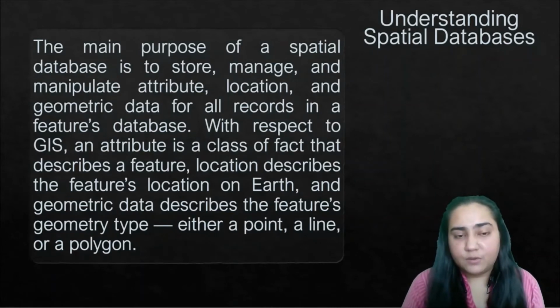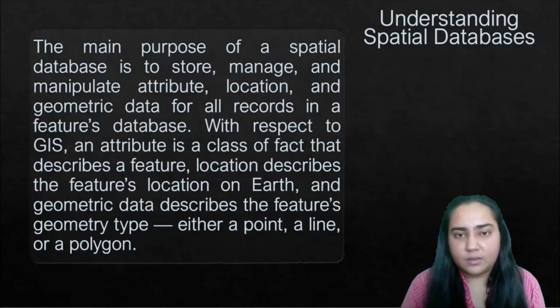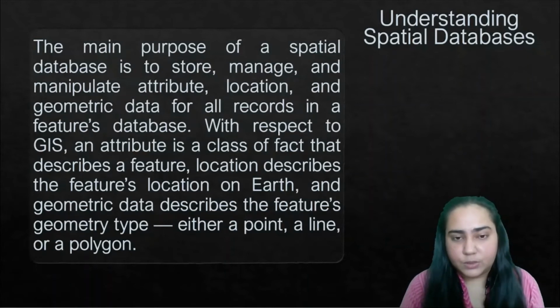So now what is an attribute? An attribute is a class of fact that describes a feature, which means if you consider our previous example, an attribute could be the amount of snow, or the number of accidents. All these things together form attributes. What is location? Location describes what exactly the latitude and longitude are, the coordinates of that place on Earth, so that you can plot it on a map.